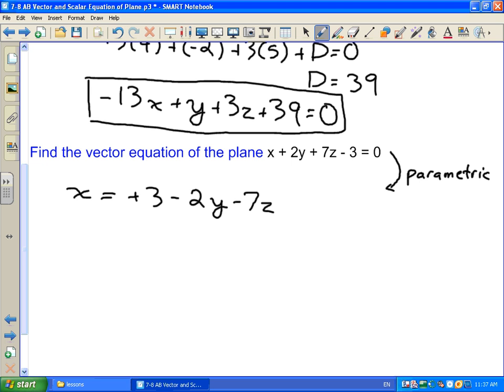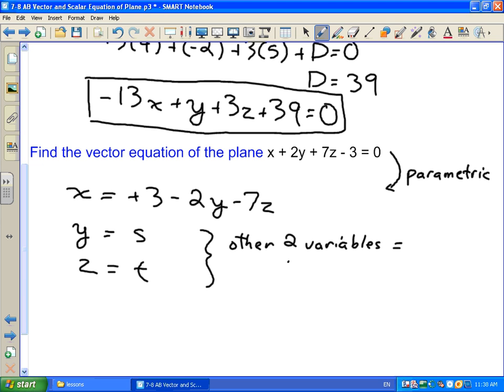I also need expressions for y and z. And I also need two parameters, s and t. What I'm going to do is I'm just going to let y equal one parameter and z equal my other parameter. Okay? So my other two variables I'm just setting equal to my two parameters.